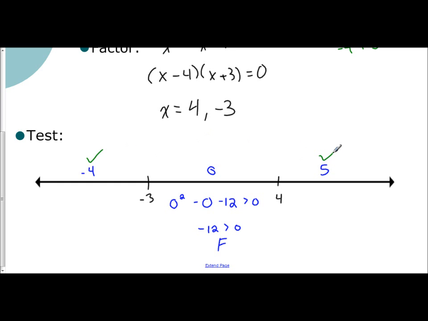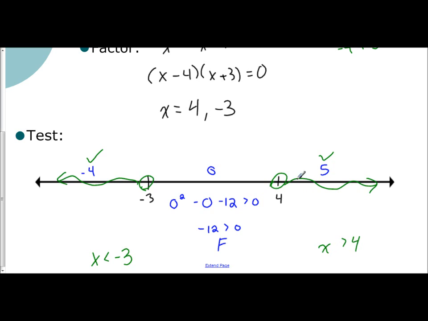solution space? That my solution starts at negative 3 open circle because it is greater than, not greater than or equal to, and it goes to the right, and it goes to the left. And so my answer is x is less than negative 3 or x is greater than 4.